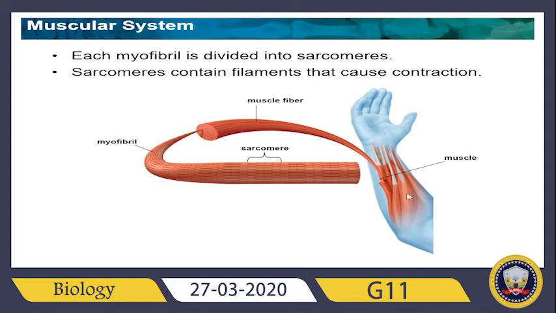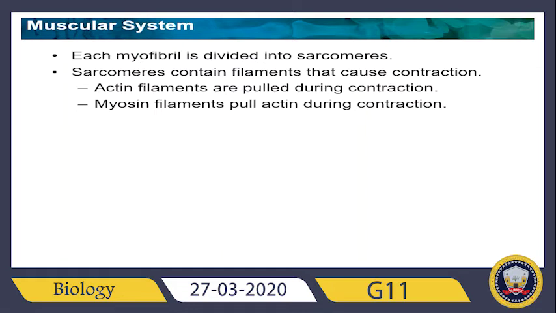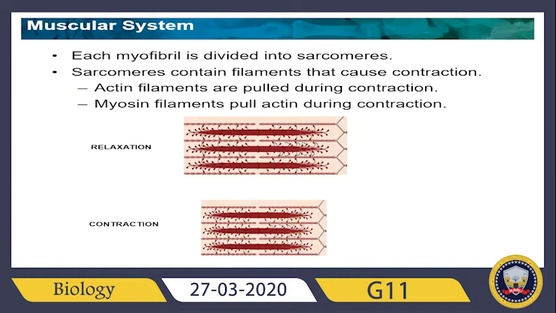So again, guys, this is the muscle. The muscle is composed of muscle fibers. Muscle fibers are composed of myofibrils. Myofibrils are composed of sarcomeres. Inside the sarcomere, we will find actin filaments that are pulled during contraction. So what are these actin filaments? I will show you in a second. Myosin filaments pull actin during contraction. How does this happen? Let's take a look here, guys.